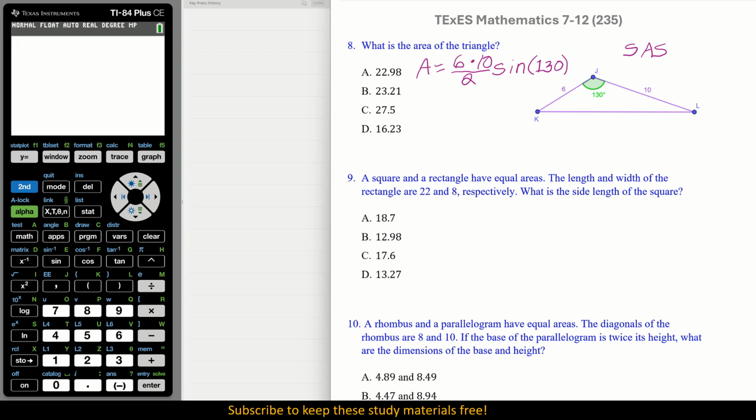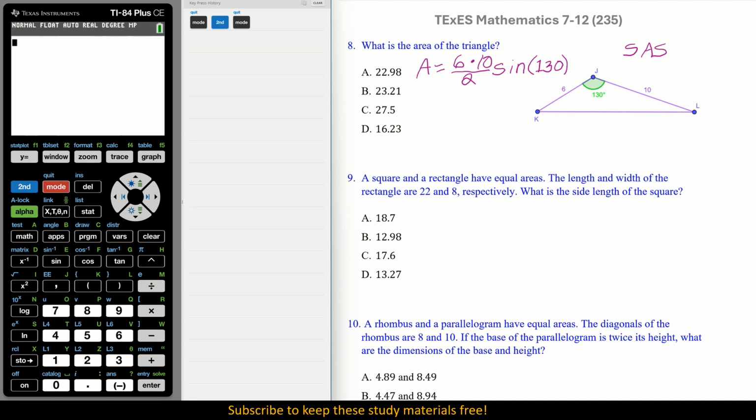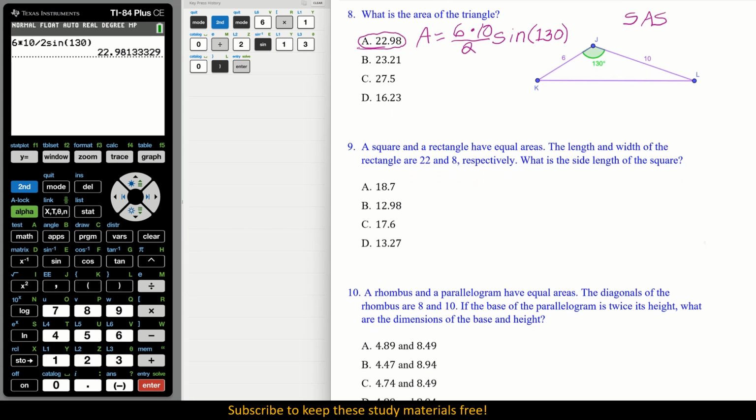Before we put that in our calculator, click on mode, double check that we have the degree option highlighted, and we do. So now we can back out. So let's put this in the calculator. 6 times 10 divided by 2, sine of 130. And notice how I entered it in the calculator. That will actually work. So press enter, and A is the correct option. All right, so now let's go to number 9.